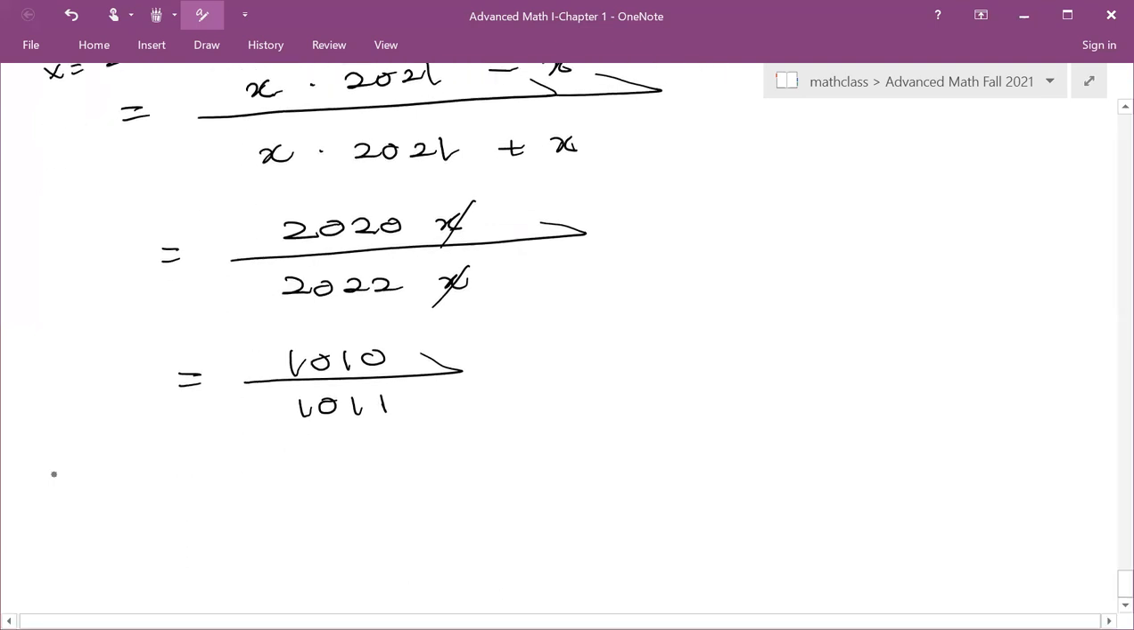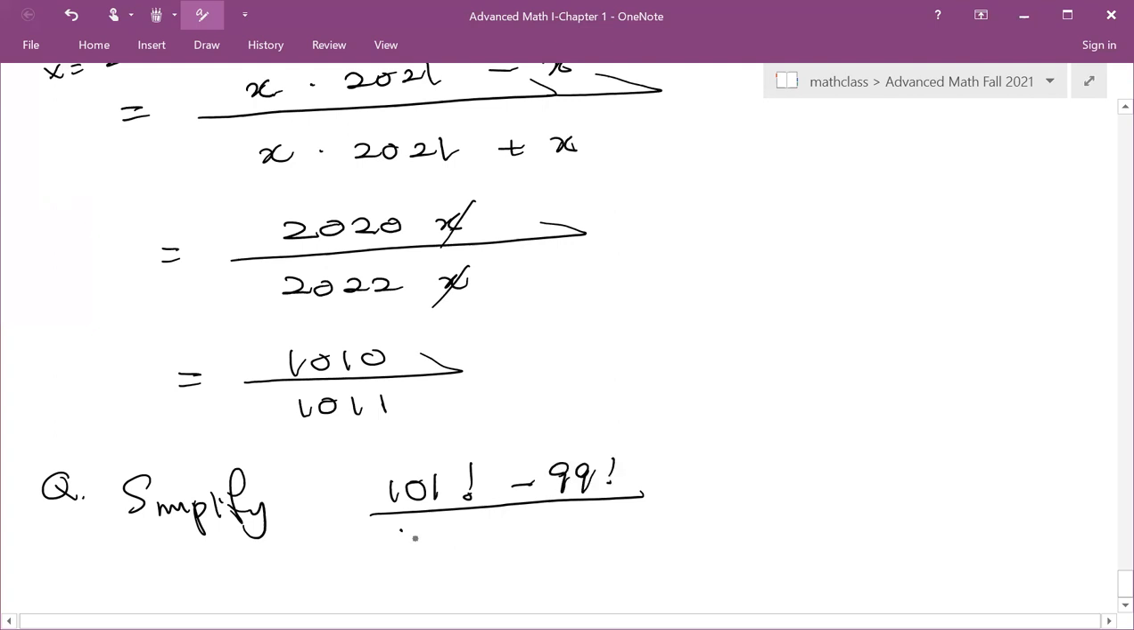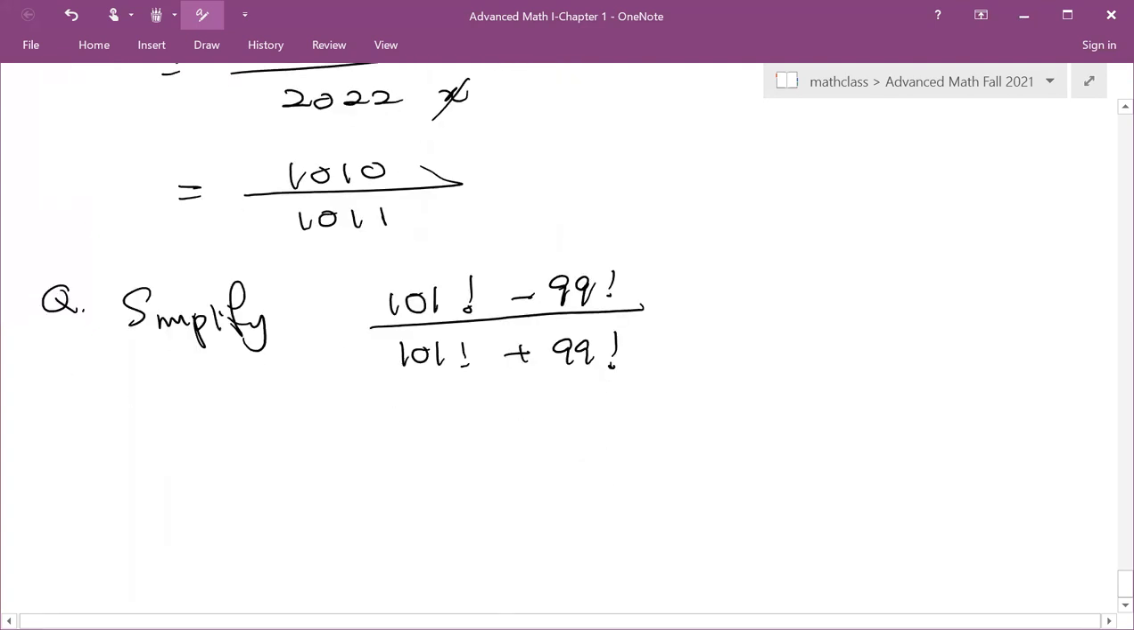So if you didn't get this, let's try to simplify another expression. This time I give you 101 factorial minus 99 factorial, divided by 101 factorial plus 99 factorial. Let's do this problem.